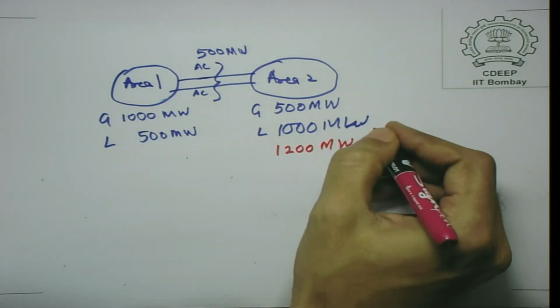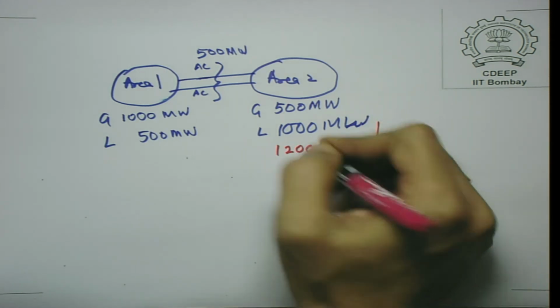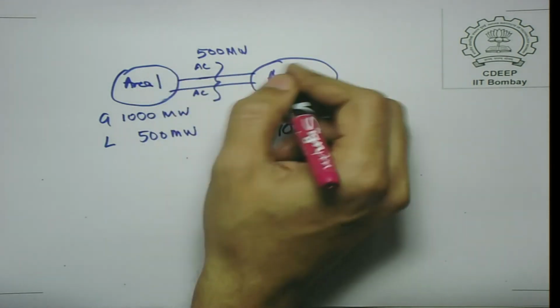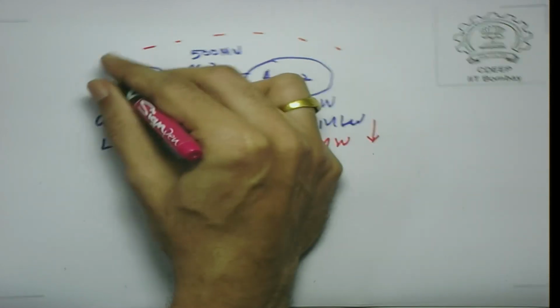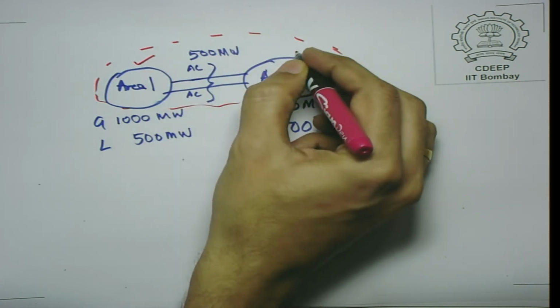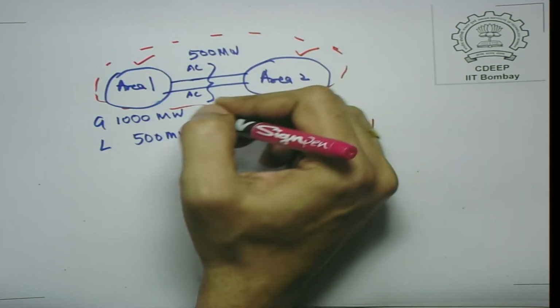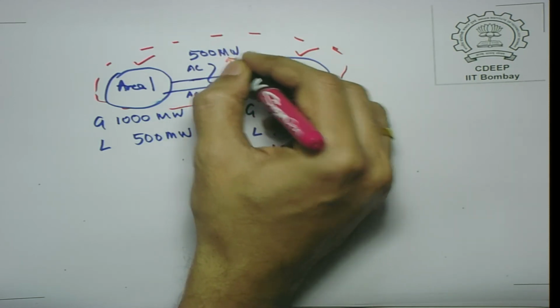If the load increases to 1200 and, let us say, because of it your frequency will fall. Now, since these areas are connected by AC lines, the center of inertia of the entire system will start falling, and you will find the governors here as well as here, if they are enabled, will react and increase their power, and if that happens this power flow could get altered.